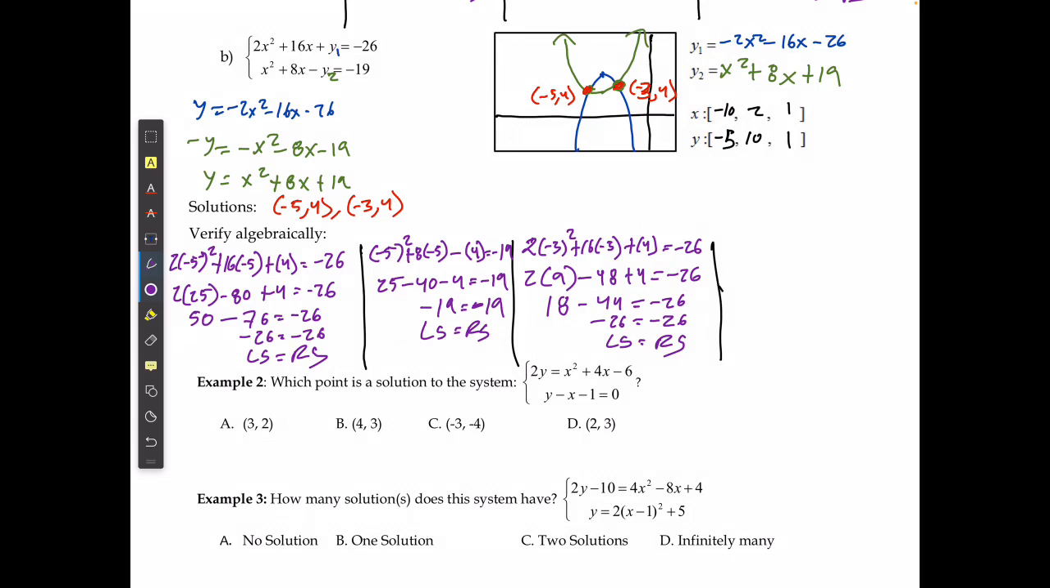My second solution into my second equation is going to give me -3 squared plus 8 times -3, sorry, not plus, minus 4 is equal to -19. This is going to give me 9 minus 24 minus 4 is equal to -19, and when I combine them all together, -19 equals -19, and my left side equals my right side. And once again, both of these solutions work.